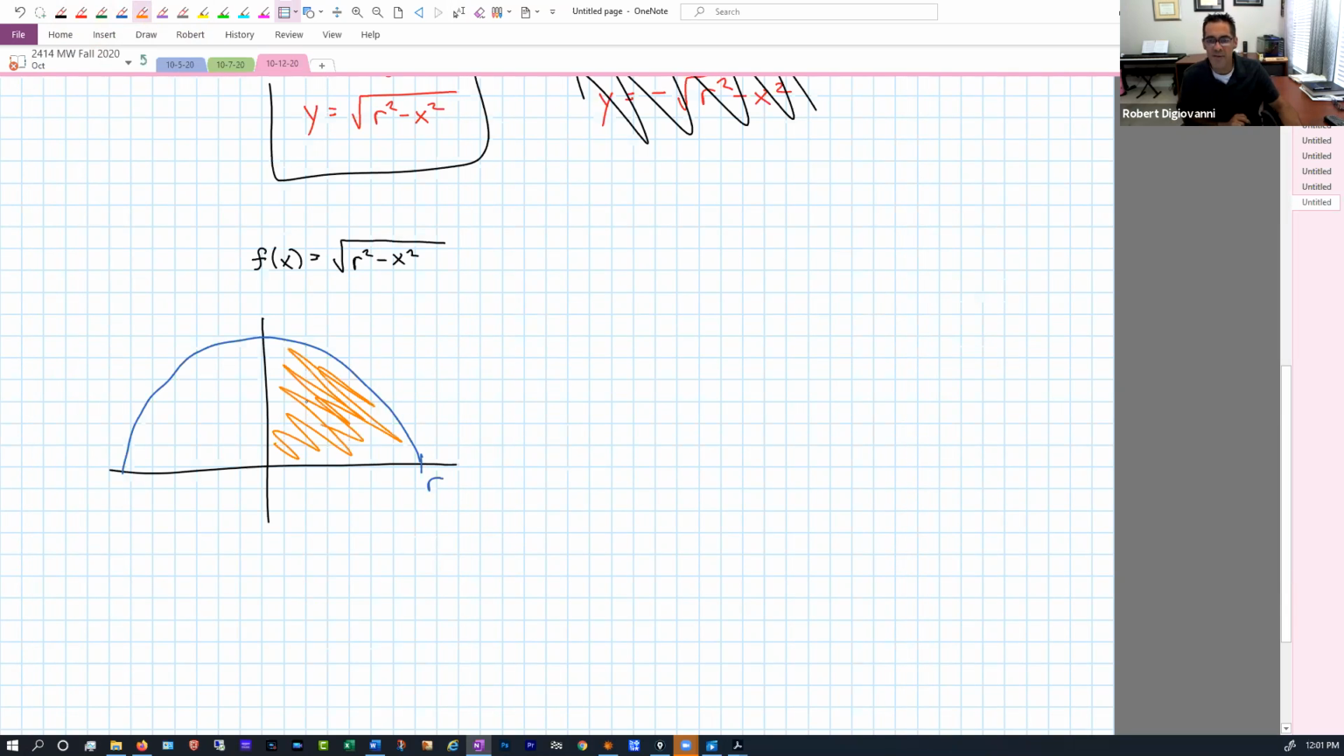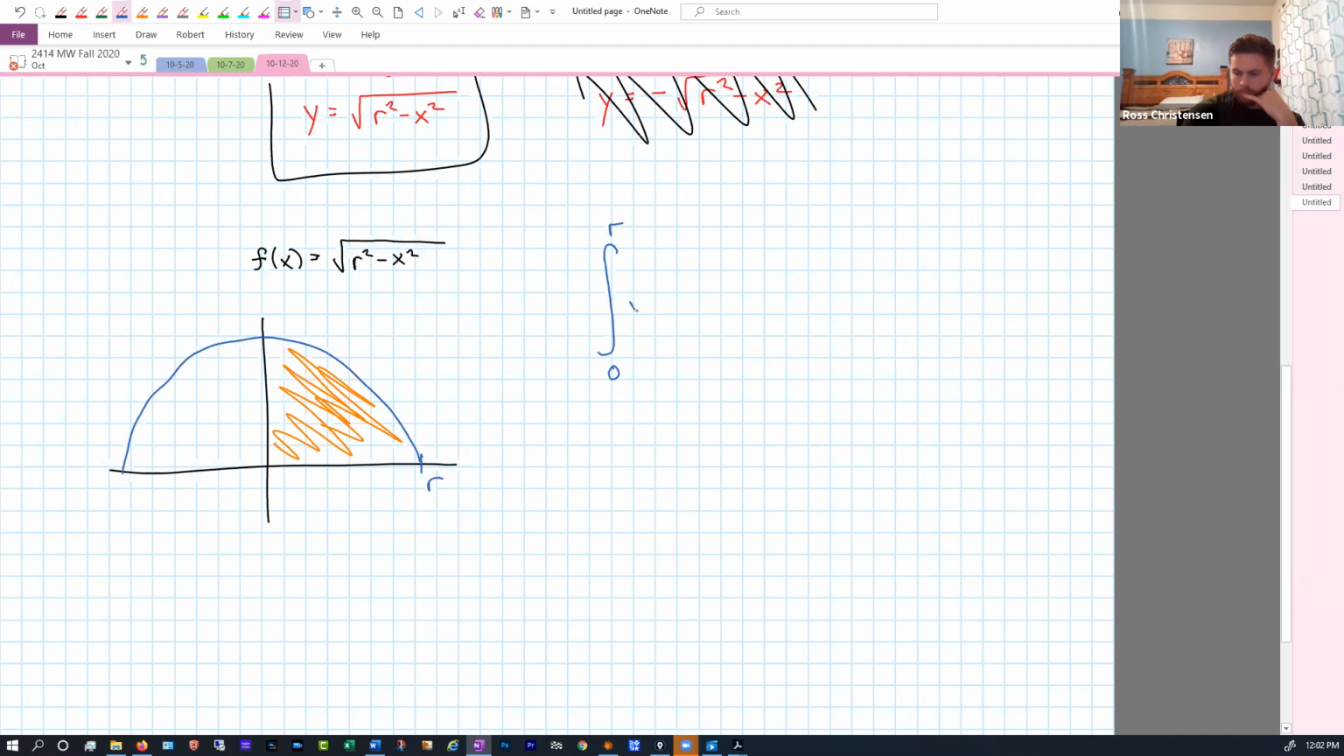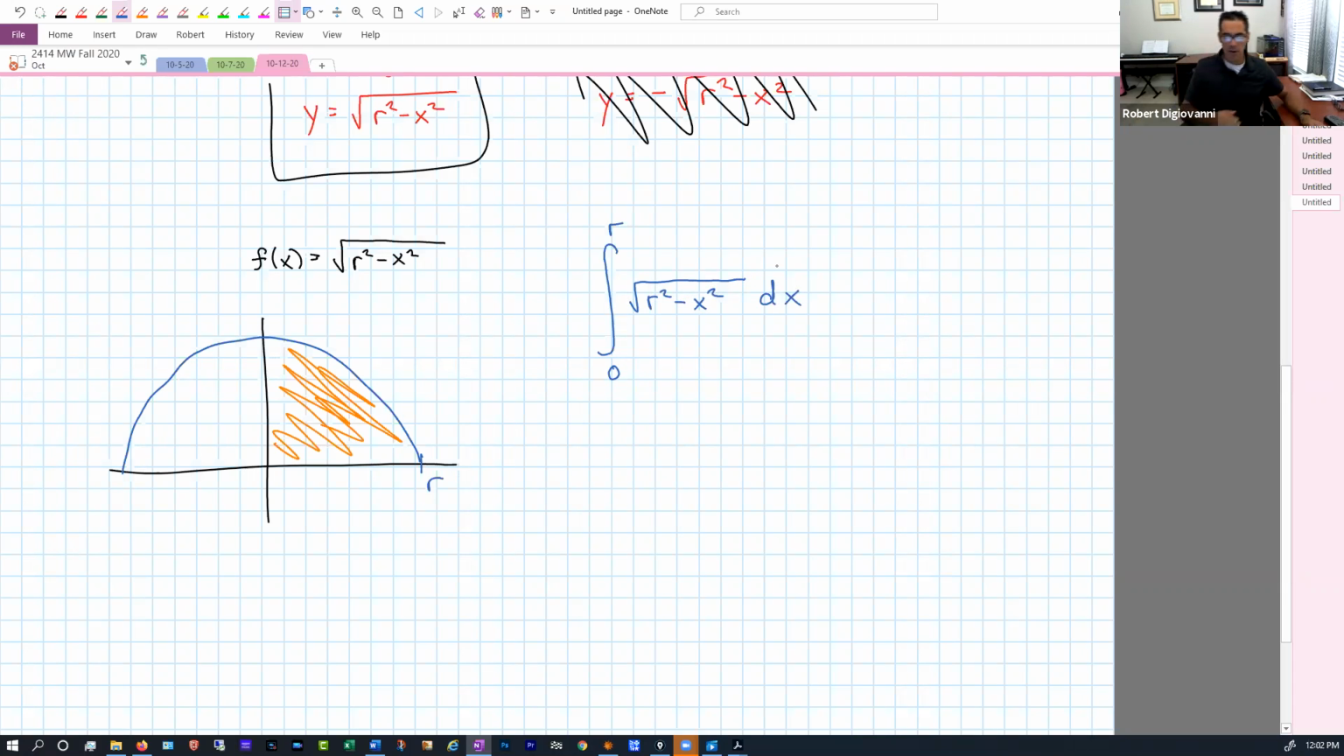So what would this definite integral look like then? The definite integral, where do I start? Where do I stop? So what's my left endpoint? What's my right endpoint? 0 to r. 0 to r. Okay, what am I finding the area of? So what is the function I'm finding the area under? Well, it's that function, right? The square root of r squared minus x squared dx. So if we can figure out what this is, then we're in business.